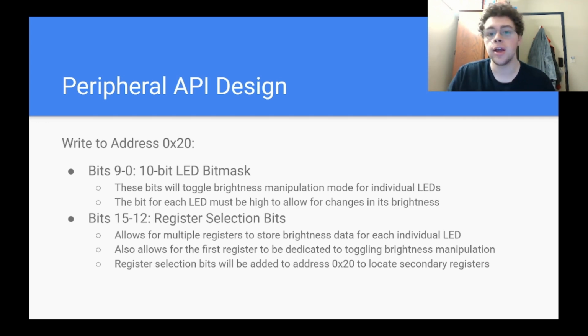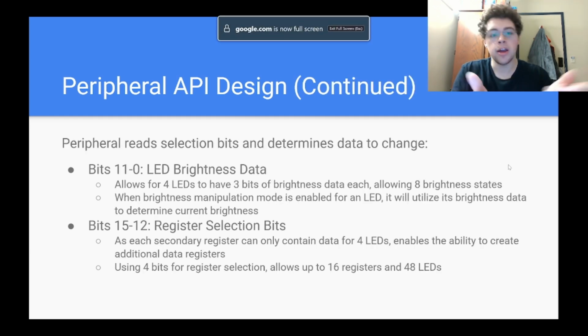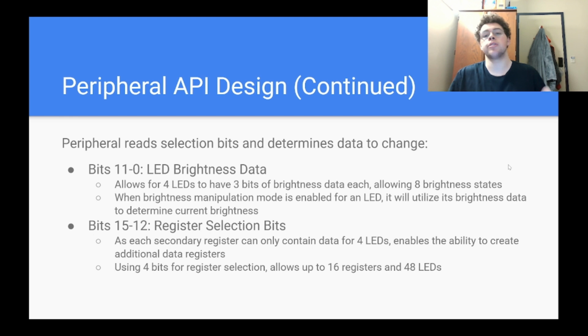by basically having four selected bits and four states. In that sense, 0, 1, 2, and 3. 0 is toggling, 1, 2, and 3 are brightness manipulation, which is what we're talking about now. As you see, the peripheral reads the selection bits and determines data to change. And in these three different states, determined by the register selection bits, bits 0 through 11 represent LED brightness data. And so that allows for four LEDs to have 3 bits of brightness data each, which allows for each LED to have 8 brightness states.